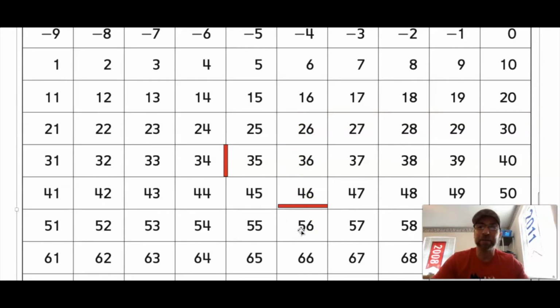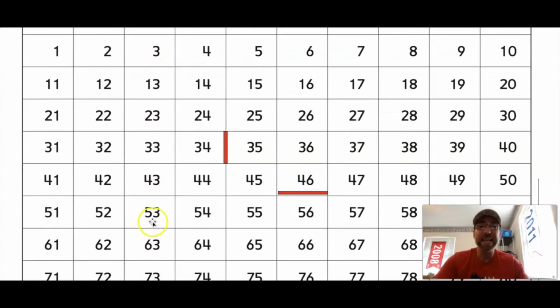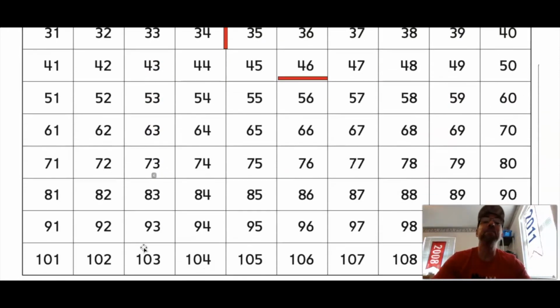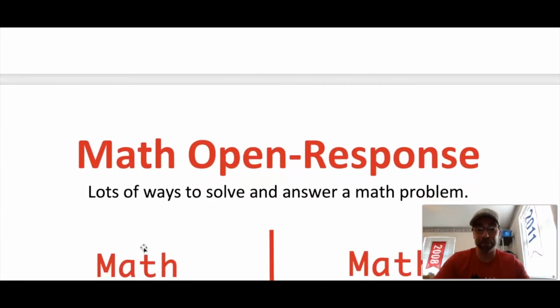Lots of patterns in our number grids. This column here ends with all 5s. This column here ends with all 3s. And then the number in the tens place, the first number, it's like counting. 1, 2, 3, 4, 5, 6. You're going to get a chance to take a look more closely at some number grid patterns.